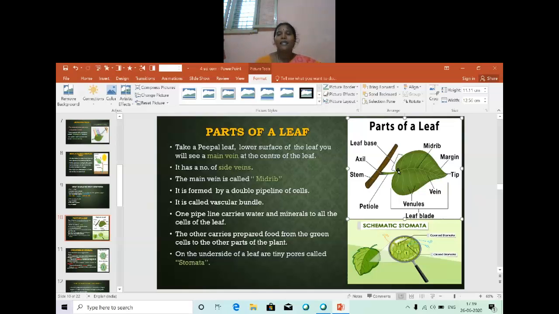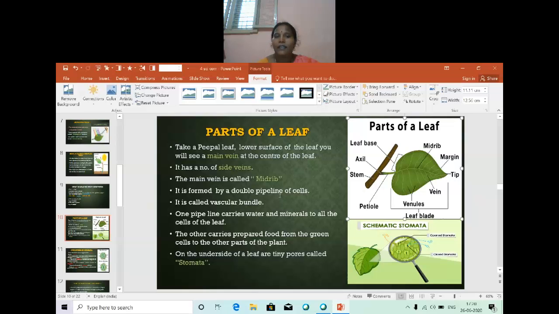Are you clear? Listen, the leaf base is called the leaf base, and this is called the leaf blade. The center part is called the midrib. It has some side veins. Side veins again have some small lines, which are called the venules. This corner part is called the tip. This is the base, the leaf base. This leaf has a small stem, called the petiole. This petiole is attached with the stem. That particular place is called the axil.